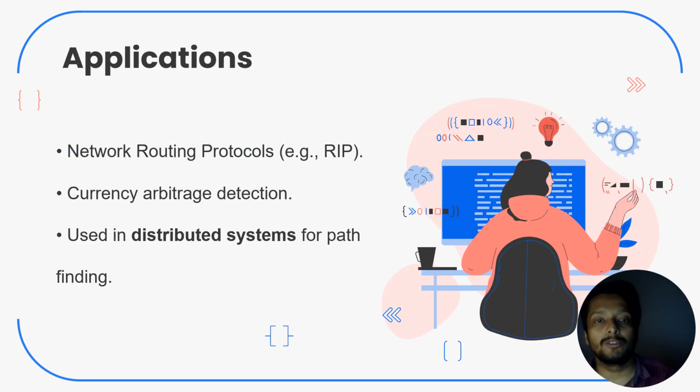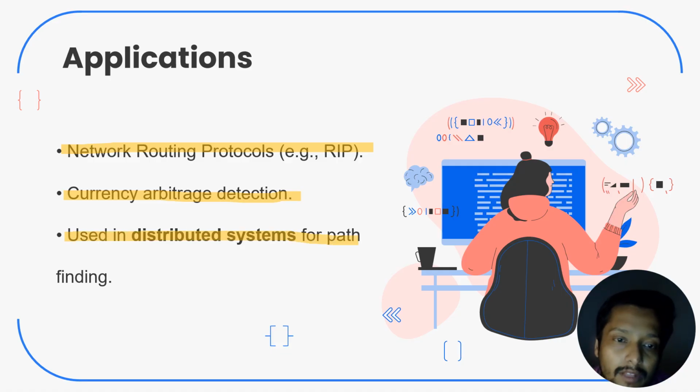What are the applications? This is the most important part. Since this is an algorithm for finding the shortest path from a given node to every other node in the system, it is used heavily in network routing protocols, which is one of the most interesting and common use cases for this problem. Then it is also used in currency arbitrage detection, and it is also used for distributed systems for pathfinding. These are the common use cases.